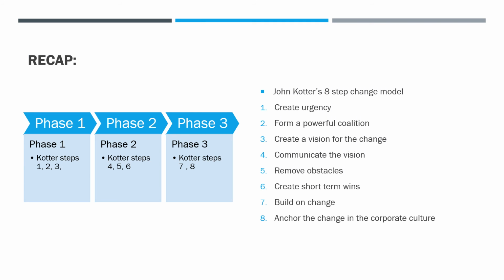That was a lot of information you just learned, so let's recap everything. Change management generally happens in 3 phases. In phase 1, we're going to create urgency, form a coalition, and create a vision for change. In phase 2, we're going to communicate the changes to the rest of the organization, enforce it, and address and remove any obstacles along the way to create our small success.